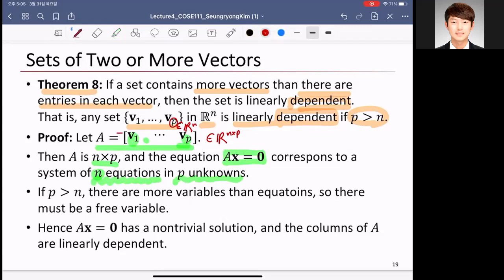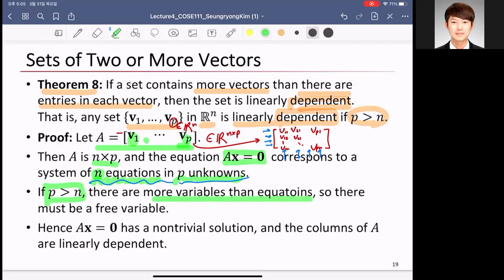Why? The shape of this matrix A looks like this. For example, v11, v12, and so on up to v1n, then v21, v22, and so on, down to vp1 through vpn. Then we have n equations and p variables. If p is larger than n, there are more variables than equations, so there must be a free variable.